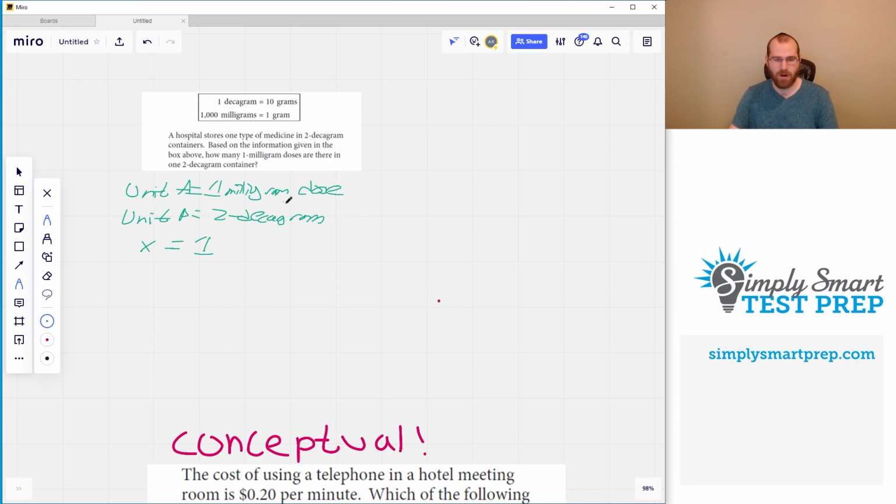So once we get our proportion of A over B, essentially we are done. Okay, unit A, 1 milligram dose. So here's where I'm going to skip a step. Technically, we have to do a unit conversion, but there's 1 milligram in 1 milligram dose. So I'm just going to start with milligrams. That's going to be 1,000 milligrams over 1 gram. Okay, well, 1 gram is not 2 decagrams. So let's cancel out grams, and we have right over here 10 gram over 1 decagram.